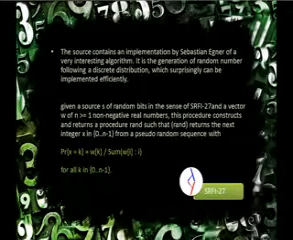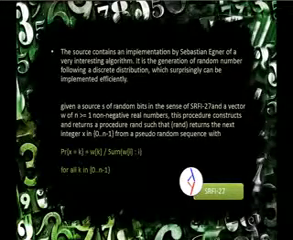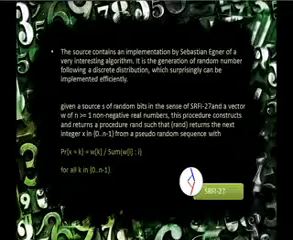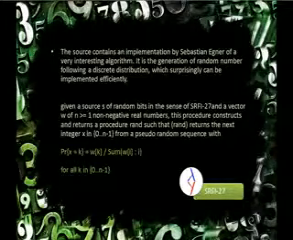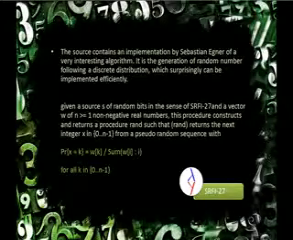This source contains an implementation by Sebastian Egner of a very interesting algorithm. It is the generation of random numbers following a discrete distribution, which surprisingly can be implemented efficiently.